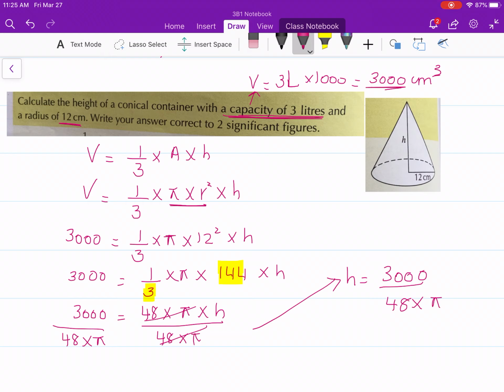So if I do the sum first, I should get an answer of 19.89. 19.89 rounded to 3 significant figures should be 20. with a decimal at the end, centimeters. Okay, remember the decimal is important, otherwise 20 has only got 1 significant figure.